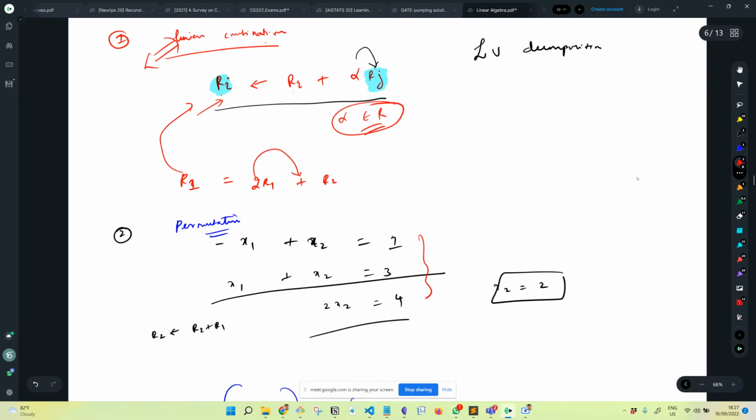Now, one may wonder, why am I saying Ri equals Ri plus alpha Rj? Why can't I instead do Ri equals some alpha times Ri plus Rj? This is also a legal operation.